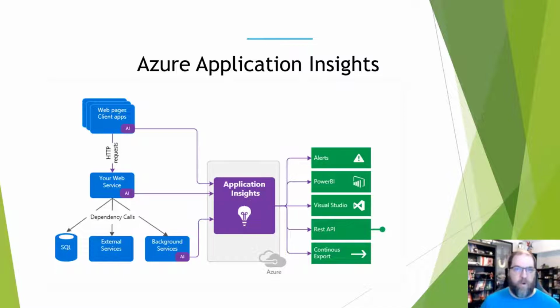That uses all sorts of analysis and AI to generate alerts, so it can detect if something is abnormal, and I'll go into this. You can export it out to Power BI for reporting. It integrates with Visual Studio itself so that you can see errors and interactions directly from your IDE. And there's other options for exporting out the data or integrating.